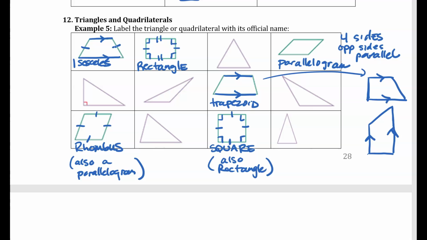Let's talk about the triangles. So let's first talk about, let's do this one on the top here. This would be an equilateral triangle.